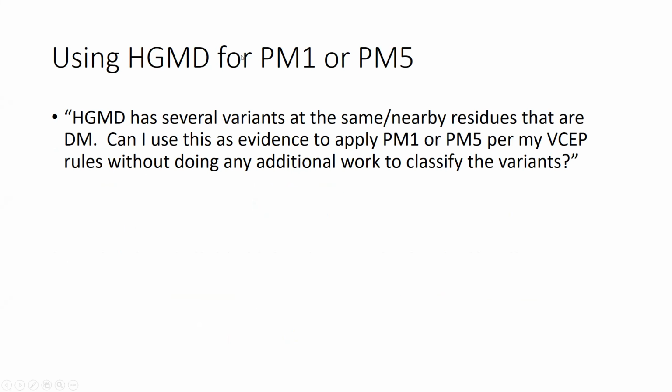HGMD is also something that people look to when they're trying to figure out if they might apply PM1, our hotspot code, missense variants around the position are pathogenic, or PM5, missense variants at that same position are pathogenic. And so you might look up in HGMD and say, oh, there's several variants at the same or nearby residues that are DMs. They're called disease-causing in HGMD. Can I just say, okay, this is great, and use these variants to apply PM1 or PM5 per my VSEP rules just based on this info alone?